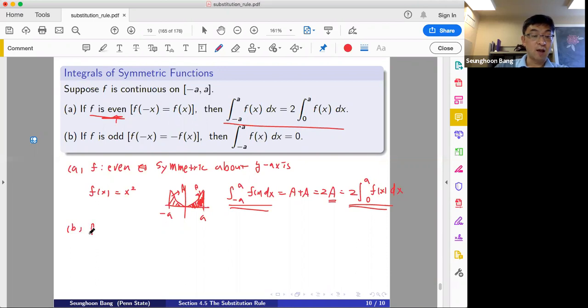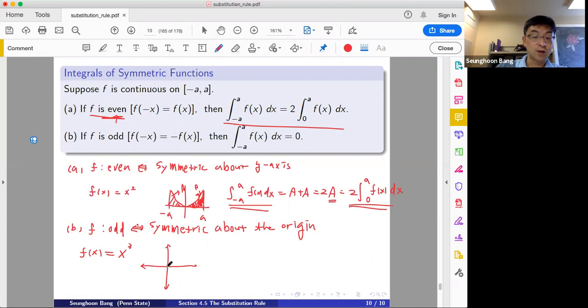Second case, f is an odd function. What is an odd function? It is equivalent to the graph of f being symmetric about the origin. So what does it mean? We have one good example: f of x equals x cubed. You can just sketch the graph. The graph is like this and like this.